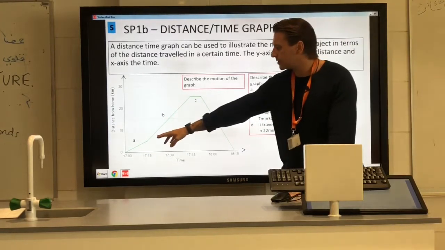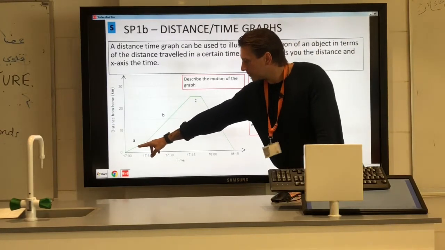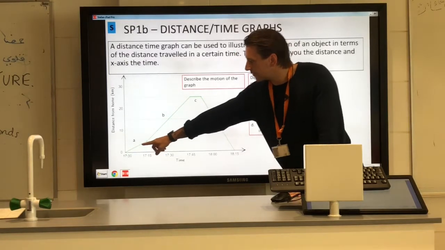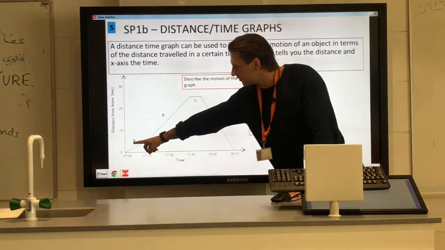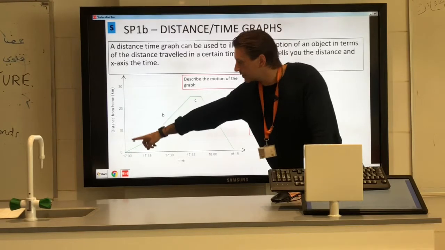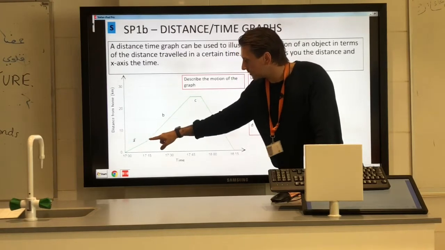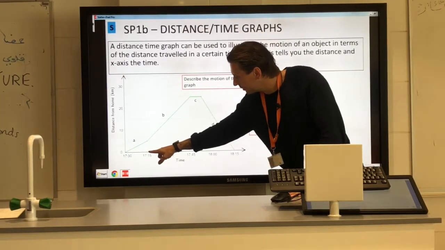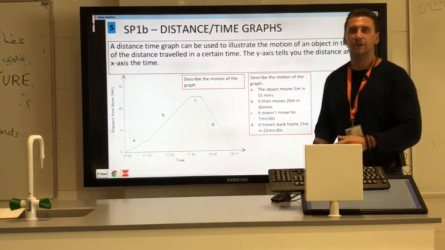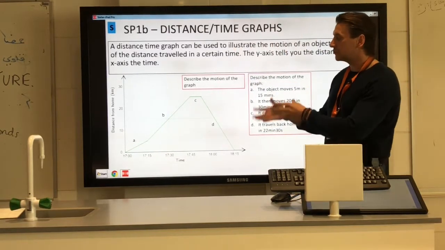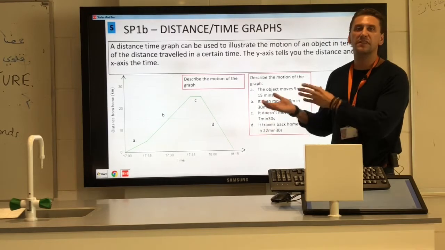Now all we need to do to interpret this is look at the starting line. It is a straight line increasing, so the distance increases from 0 to 5, it's in kilometers, so it goes from 0 to 5 kilometers from 7 to 7:15. Alright, so this basically says they've traveled 5 kilometers in 15 minutes.